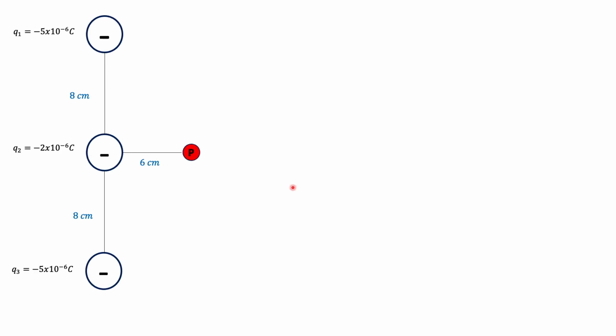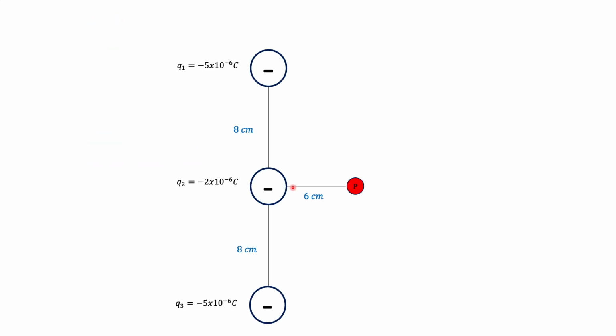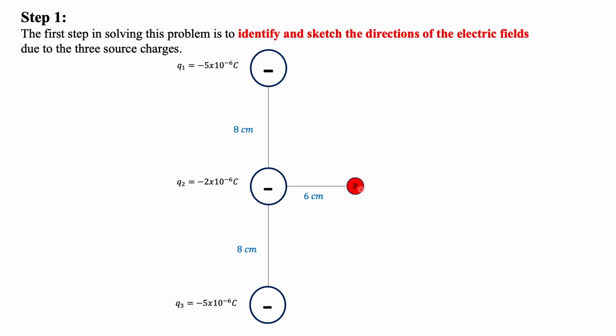Okay, now basically, if you look into this one, you realize that you need to solve something first. The step one in solving for the electric field generated at the field point P, the red dot over here, is to identify and sketch the direction of the electric fields due to the three source charges. Now, if you notice, the three charges here are all negative. That means the electric field vector from the field point P due to Q1 will look like this. So this is how it should be directed.